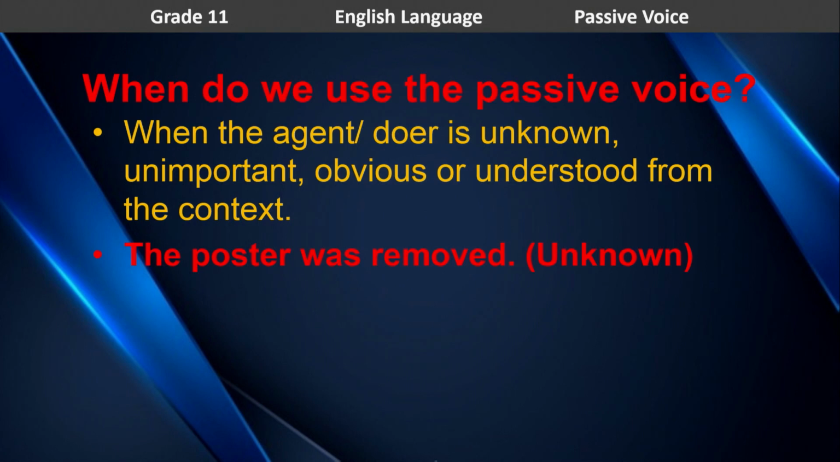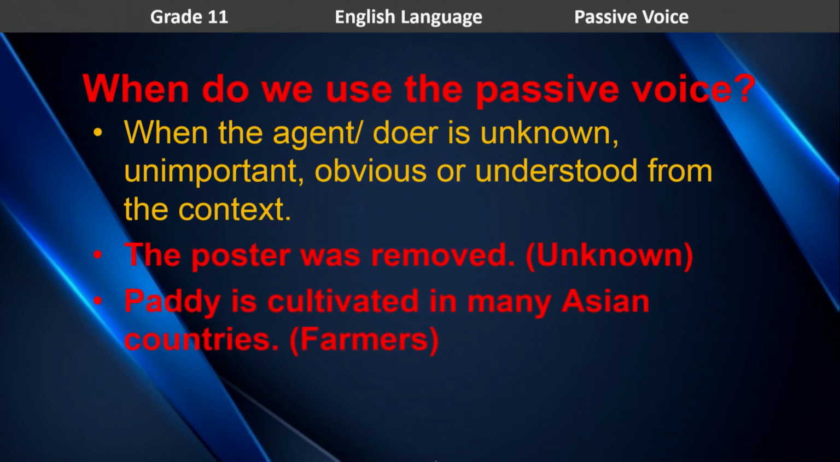Let us have a look at these examples. I think Suchitra will help me to read them out. All right. The poster was removed. It was unknown. Nobody knows who removed the poster. So, the doer or the agent is unknown.